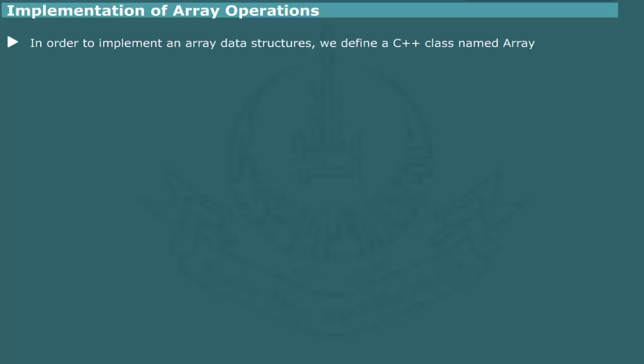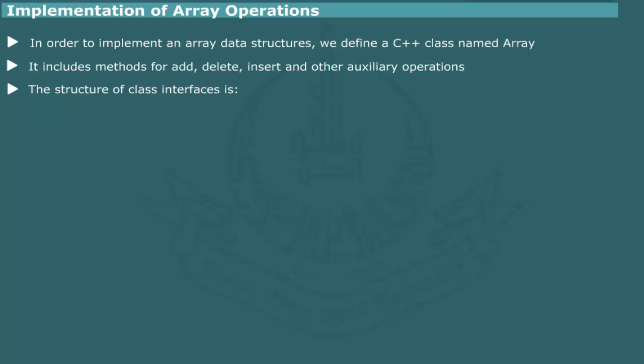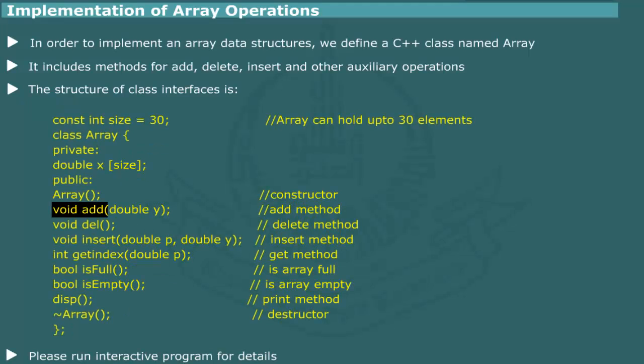Implementation of array operations. In order to implement the basic operations on array, we define a C++ class named array, which includes add, delete, insert, and other auxiliary functions. The structure of class interfaces is shown. Add appends a new element. Delete removes an existing element. Insert adds a new element in a given position.